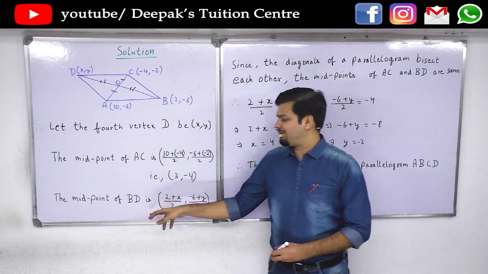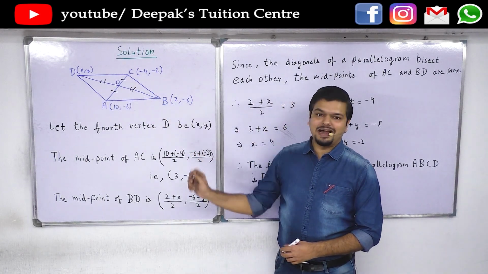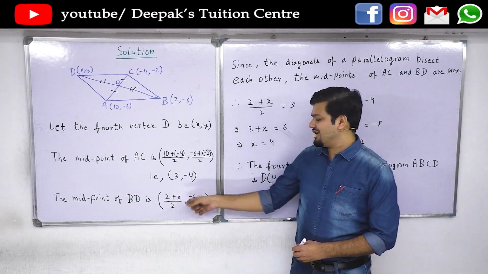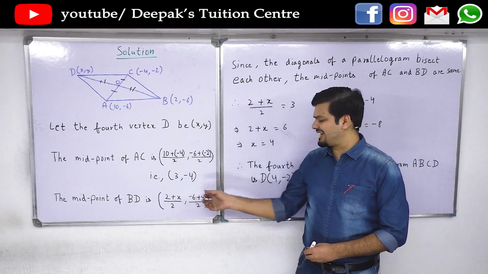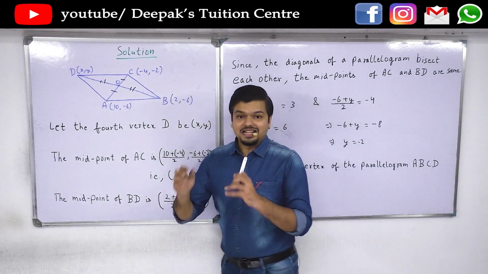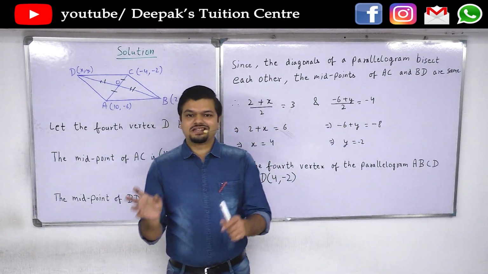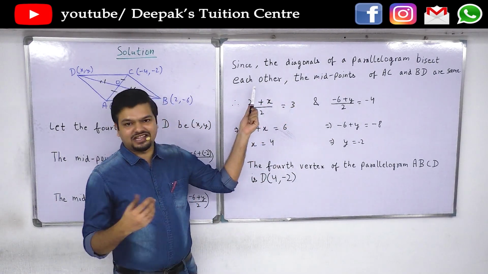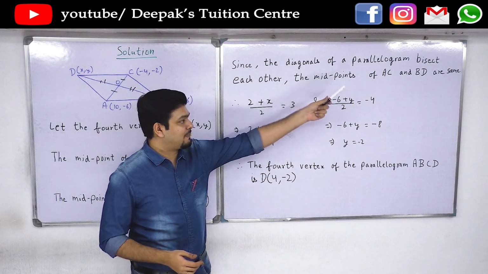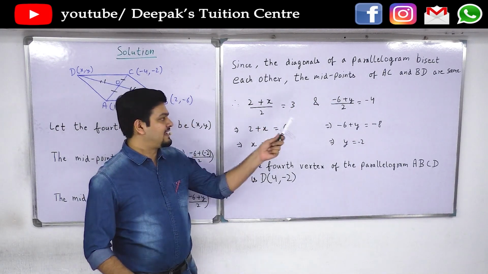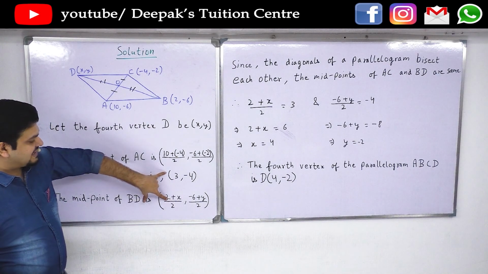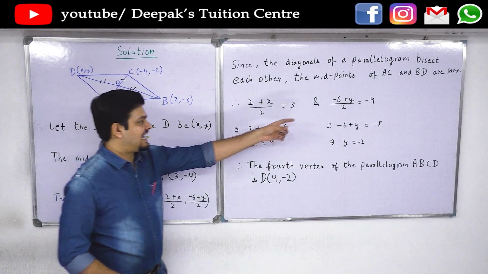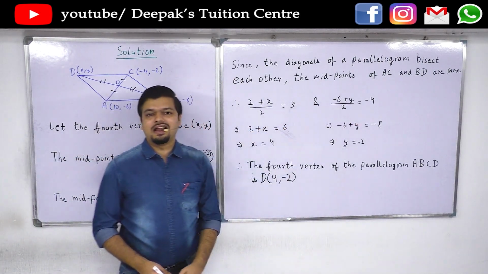Also, the midpoint of BD will be (x plus 2) by 2 and (y minus 6) by 2, or (-6 plus y) by 2, same thing. So therefore, now since we know that the midpoints of AC and BD are the same, since the diagonals of a parallelogram bisect each other, you obviously have to give a reason. The midpoints of AC and BD are the same. So we can simply say that these two coordinates will be equal. So (2 plus x) by 2 should equal 3 and (-6 plus y) by 2 should equal -4.